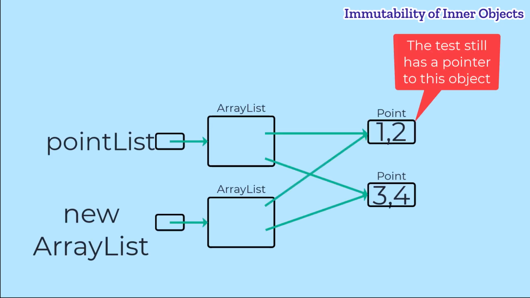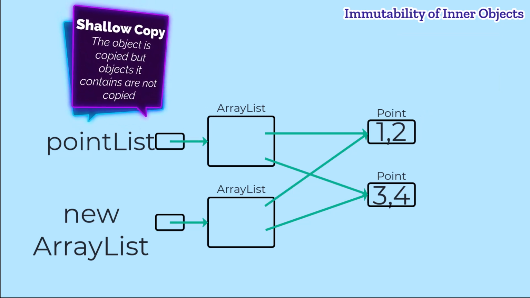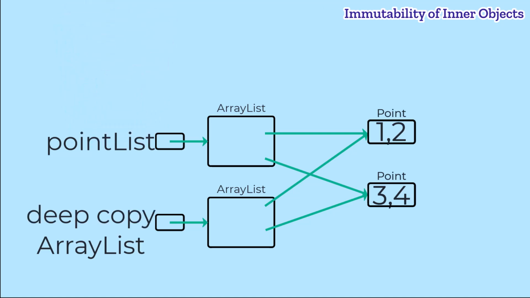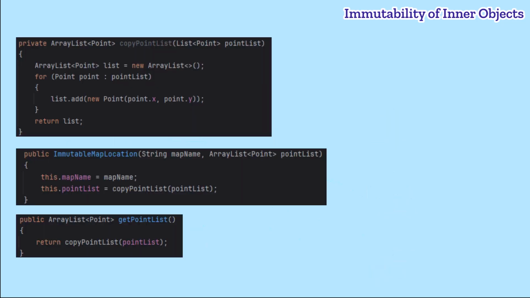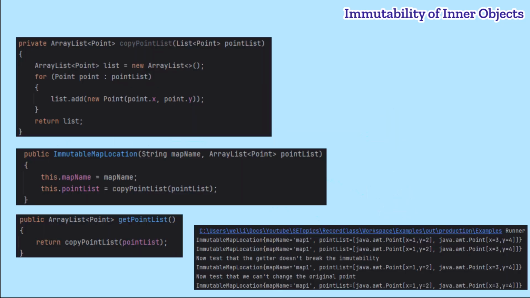The source of our problem is that the strategy I used for making the copy makes what's called a shallow copy. The list is a new list, but the things inside it don't get copied into new objects. Just their references get copied into the new object. We need a deep copy, where the things inside the list get copied into new objects too. There are lots of ways to do that. I could do a whole video on techniques for copying objects, but I'm just going to use a simple loop. Now, when I run my tests, the runner can change its object, and the immutable map location object is not affected.